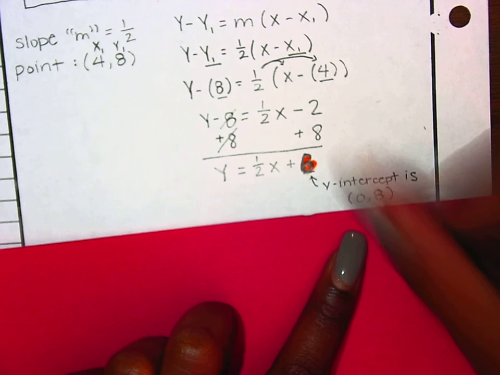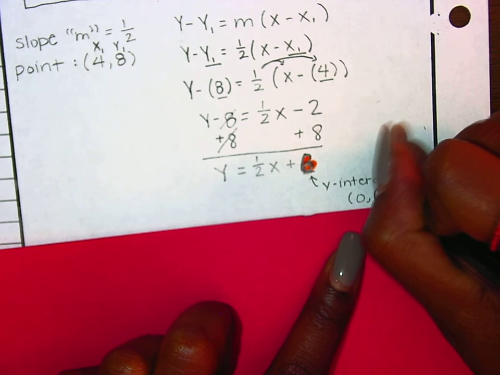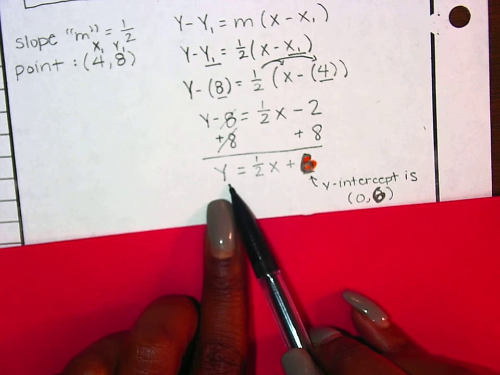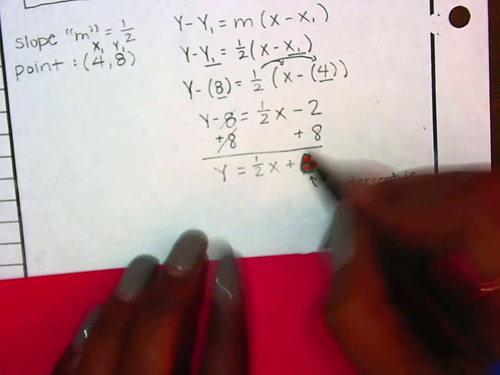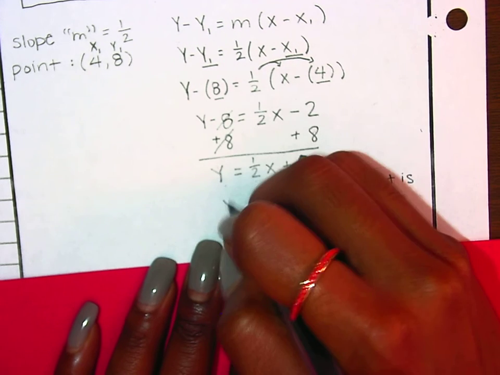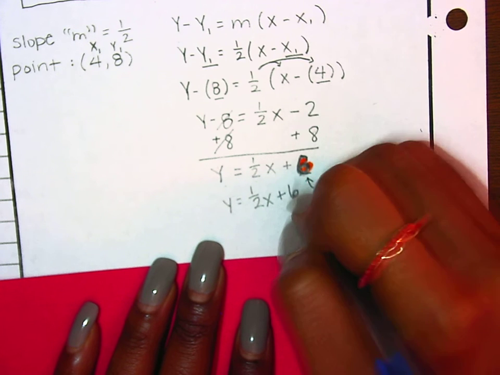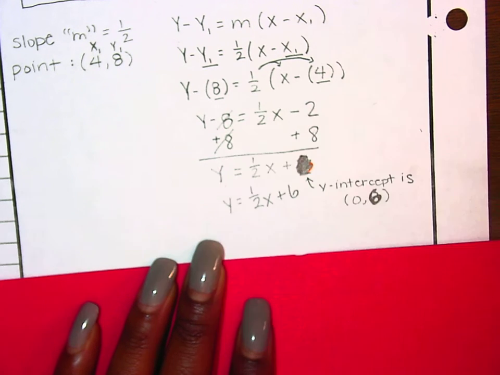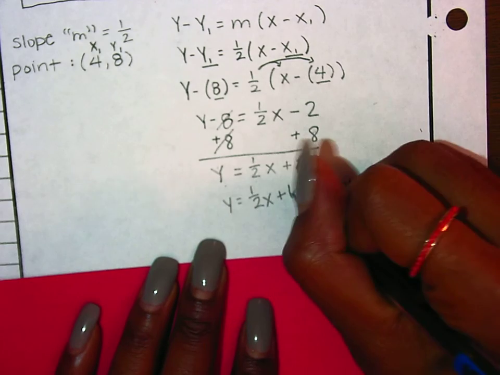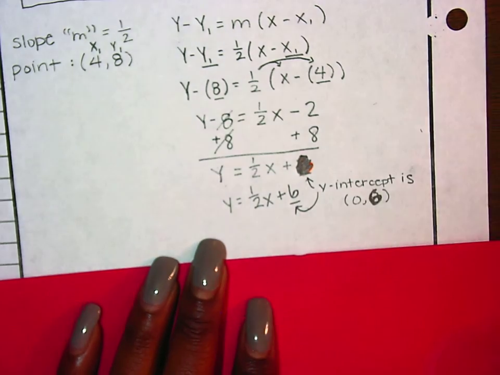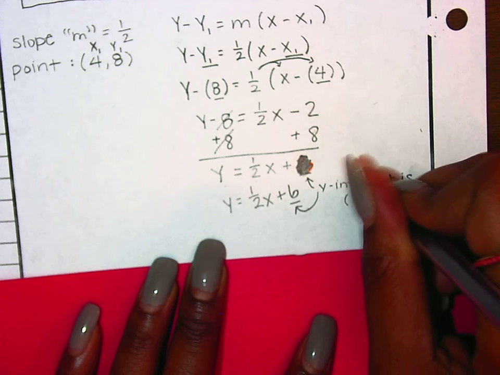So now we know that our y-intercept is at (0, 6). All because all we did was solve for y. We got y by itself. And I'm going to rewrite that so you can tell what that says. y equals 1/2 x plus 6. Our y-intercept is at (0, 6).